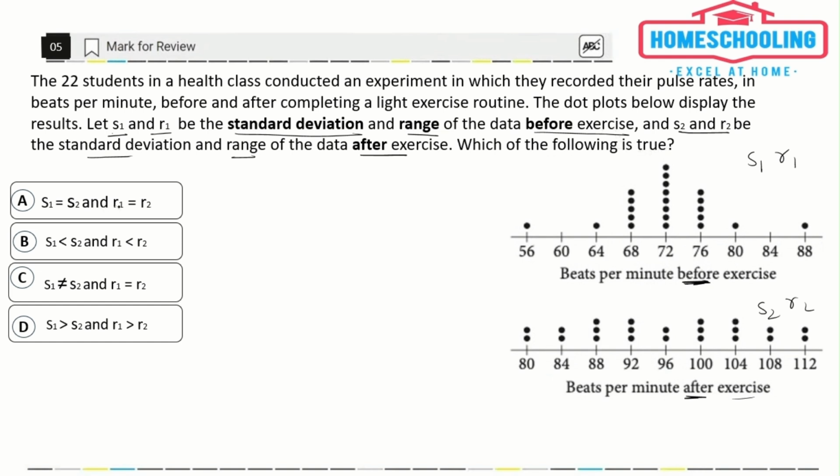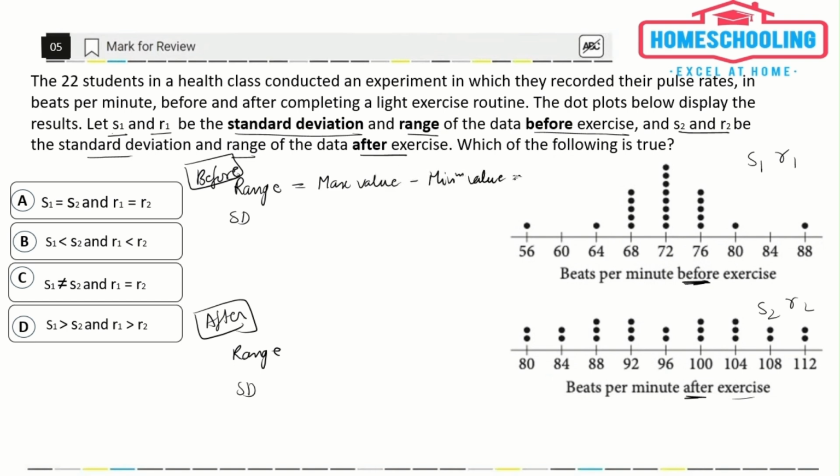So what we have to do here is, because we have to find two things, that is range. This is for before, and for after we have to find range and we have to find standard deviation. As we know, range is equal to maximum value minus minimum value. So that is going to be 88 minus 56 in the before graph. So that is equal to 32.